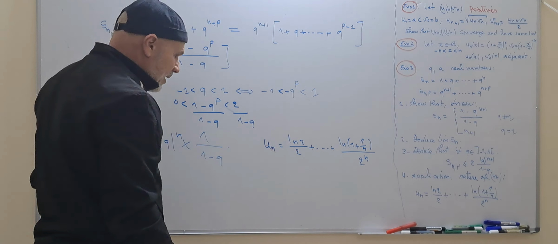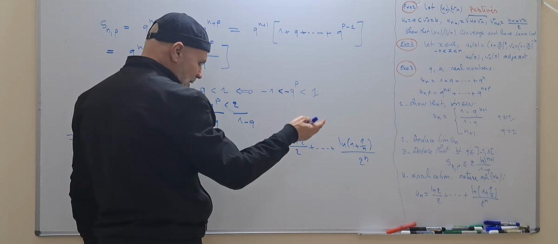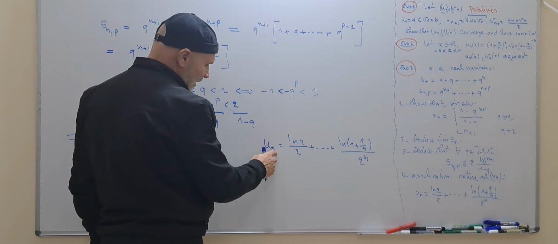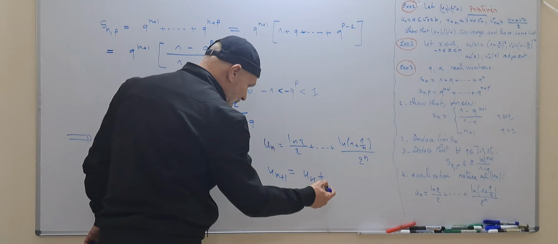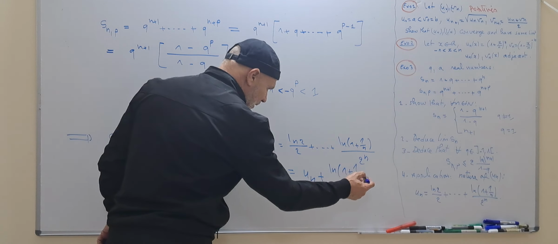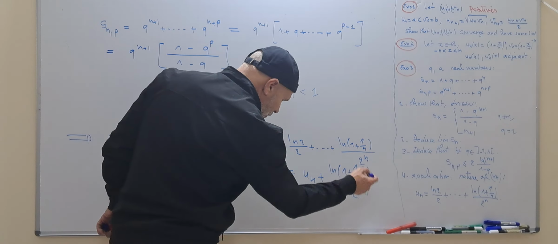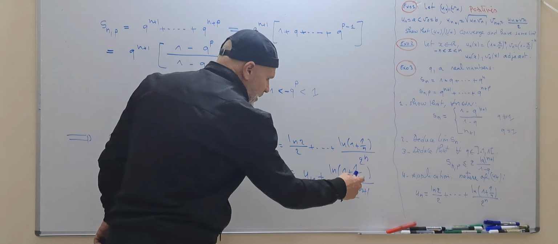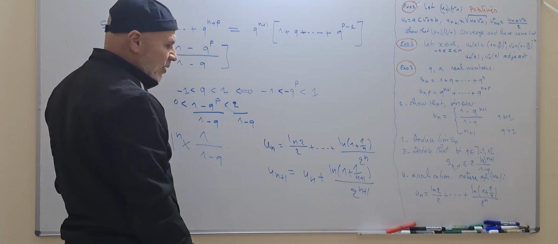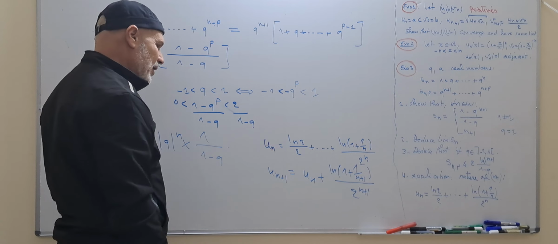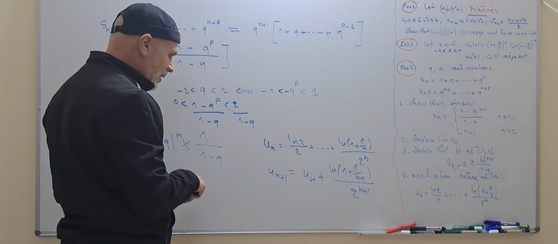We can remark easily that this is an increasing, non-decreasing sequence, because if we compute u_{n+1}, it will be u_n plus ln of 1 plus 1 divided by n plus 1, over 2 power n plus 1. So this is a positive term, since this is positive and this is strictly greater than 1. So it cannot be equal to 0. So this is an increasing sequence.